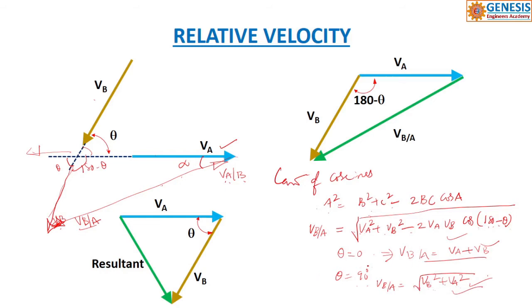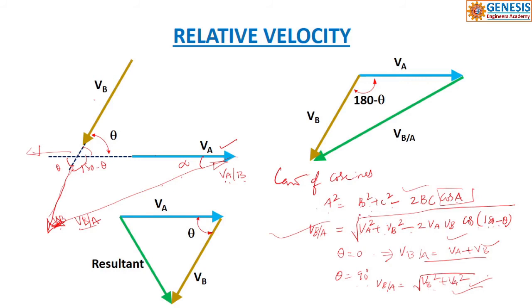That is the formula. This is the formula to know, the magnitude of the relative velocity of B with respect to A. Got my point? Care must be taken while using this law of cosines. What is this angle? The angle A is between the B and C vectors.